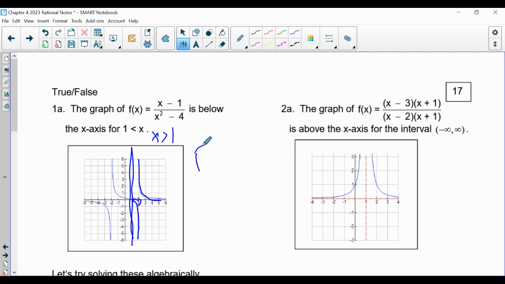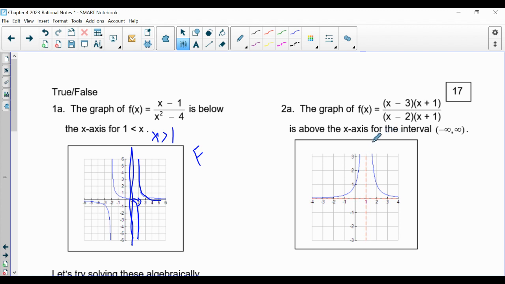So that means this is false, because if it just says x is greater than 1, then it's everything to the right, which is not true. It's not all below. There is part that is above. And then this is another tricky one.